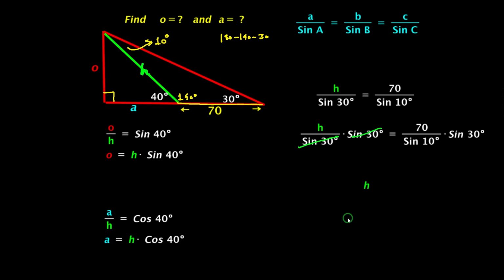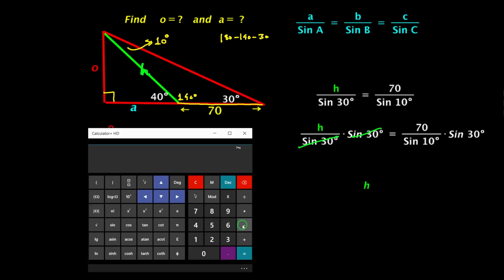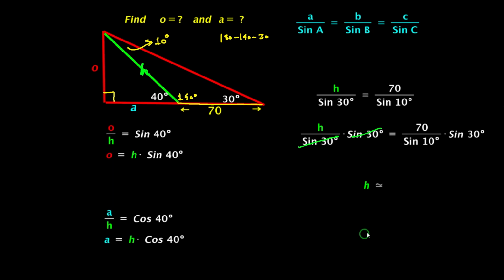Now let's find H. We need to find out the value of sine 30, which is very easy to remember. It's a half. So it should be 70 times half. And let's figure out the value of sine of 10 degrees, which is 0.1736 taking four digits. So the value of H is 70 times sine 30 degrees, which is half, divided by 0.1736. I'm not using the calculator for this, it's an easy thing. It simplifies to 201.61. We can write it as 202, or we can keep it that way.